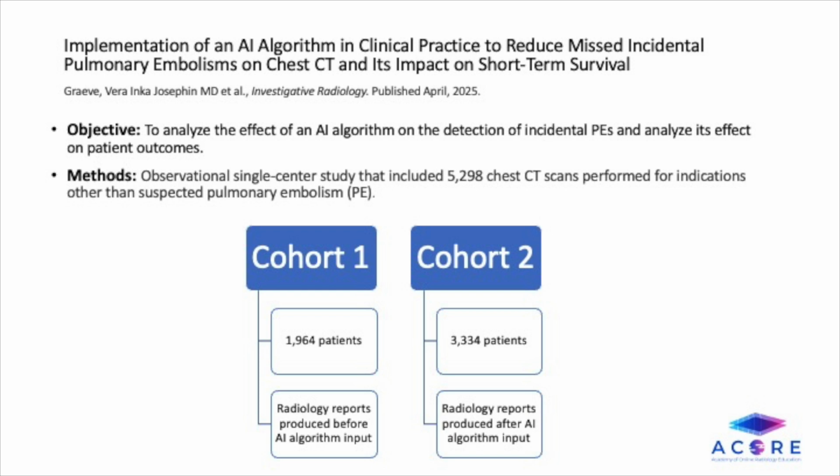The second study we will look at is titled Implementation of an AI Algorithm in Clinical Practice to Reduce Missed Incidental Pulmonary Embolisms on Chest CT and its Impact on Short-Term Survival. This study was published in Investigative Radiology, and it aimed to assess the effect of an AI algorithm on the detection of incidental PEs and analyze its effects on patient outcomes. This was an observational single-center study that included 5,298 chest CT scans performed for indications other than suspected PE.